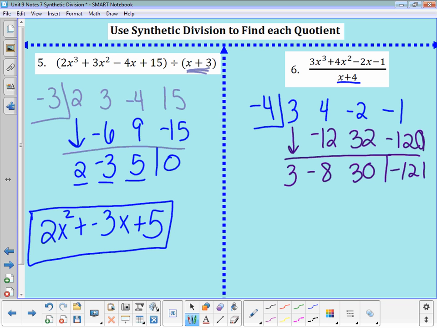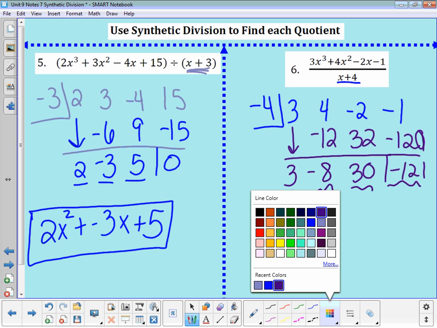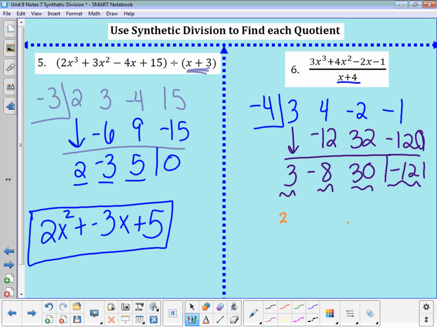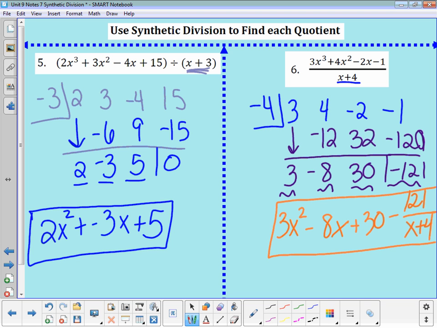Well, I know this number right here is going to be my remainder. This is going to be my constant, my x term, and my squared term. So I'm going to go ahead and write that out. So I have 3x squared minus 8x plus 30, and then I want to write this remainder. I'm going to take the remainder and write it over the original divisor, which was x plus 4. So this right there is my final answer.